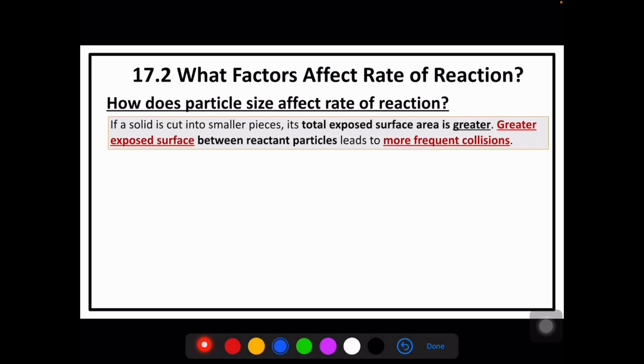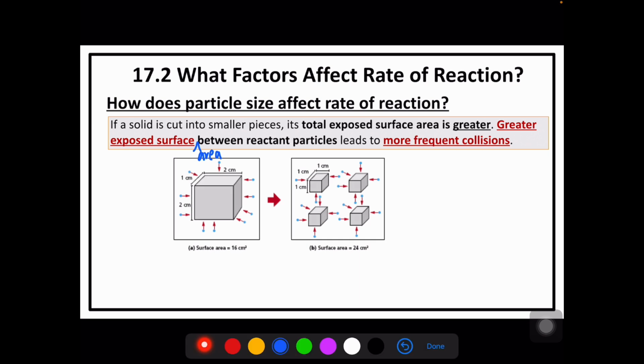So let's say that you have a solid reactant and you cut it into smaller pieces. What happens is that the total exposed surface area becomes greater. Now, the greater exposed surface area will increase the frequency of collision, because the chances of the reactant particles hitting each other increases.